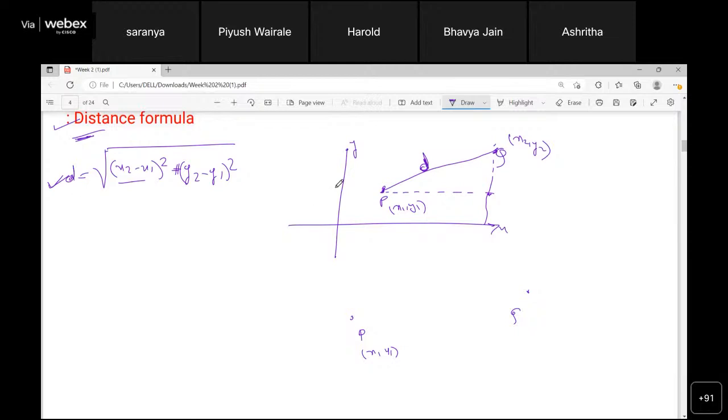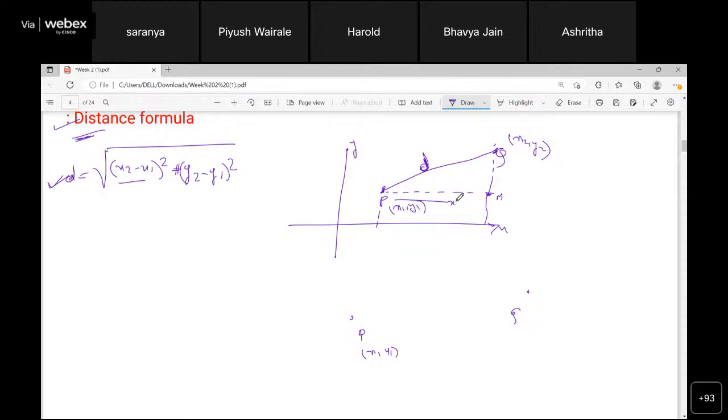Okay, sir. Thank you. How did it come? Here you can see if I extend these two lines, horizontal and vertical, here I will get 1 point, say M. And if you apply the Pythagoras theorem, you can easily get it, right? I think everyone knows what the Pythagoras theorem is.